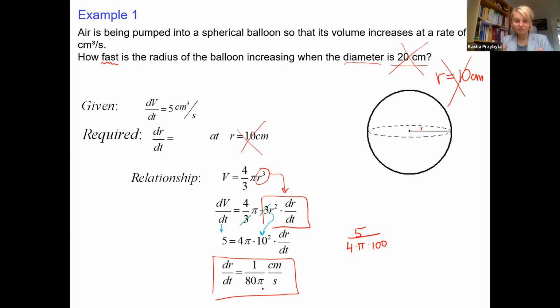That means identify what is given, required, relationship, derivative, substitution. Done. But let's increase the level. Those are the steps, and we have to just follow the same steps for every scenario. Let's look at example number 2.